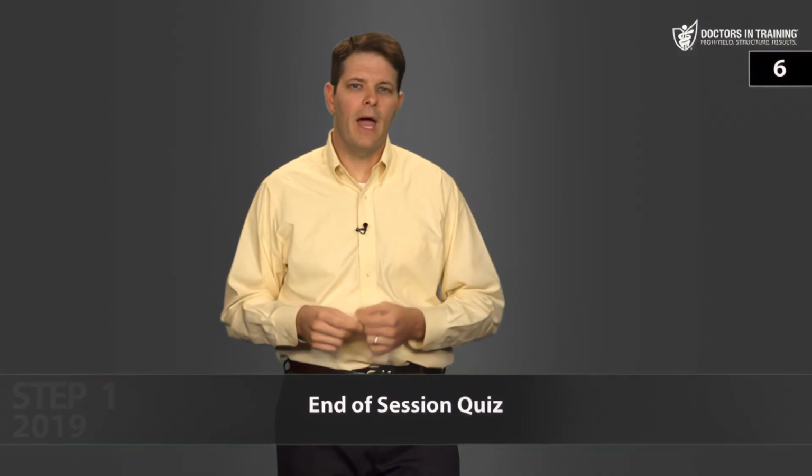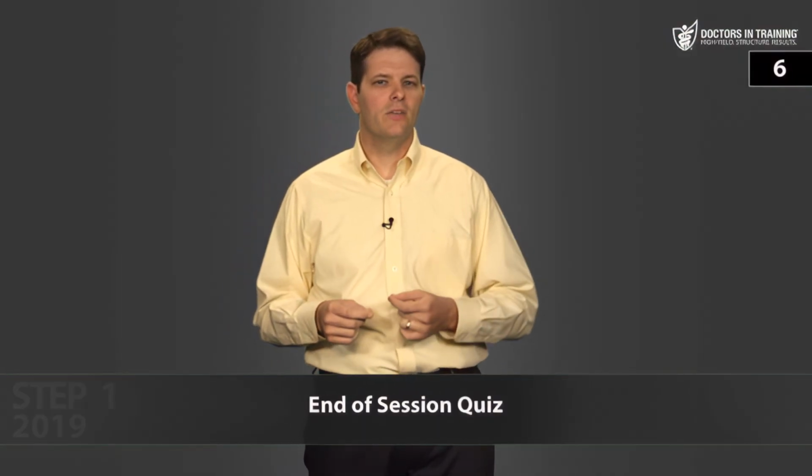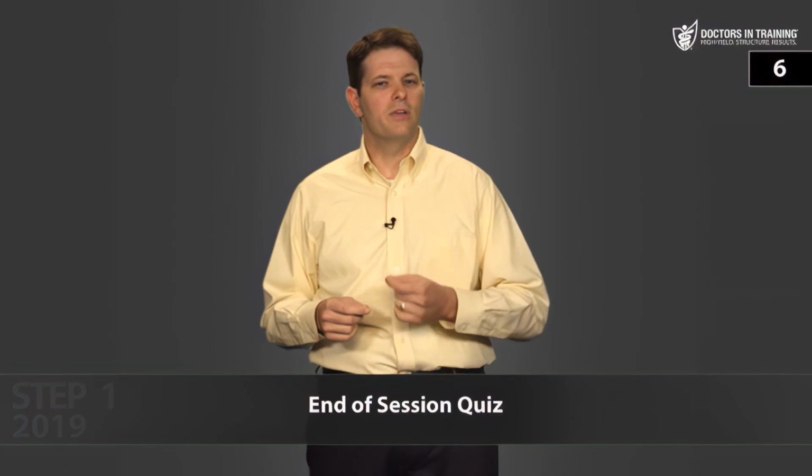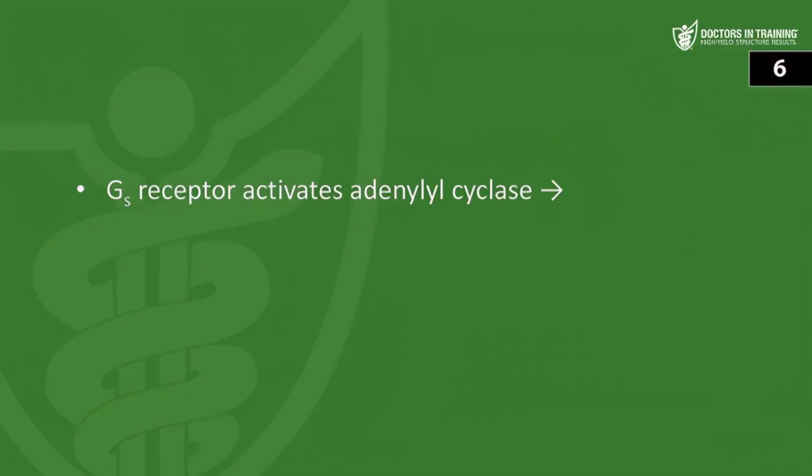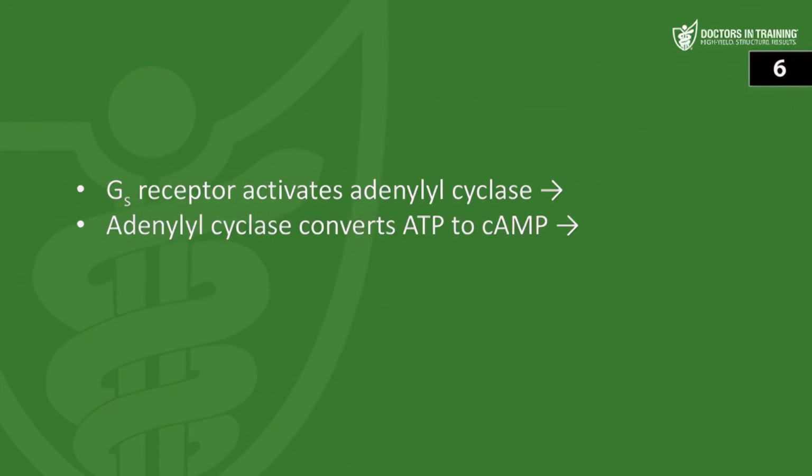And the last question, outline the pathway by which stimulation of a GS receptor activates protein kinase A. So the GS receptor activates adenylyl cyclase, and then adenylyl cyclase turns ATP into cyclic AMP, and then cyclic AMP activates protein kinase A. That's it for now, but we're going to keep quizzing you on these G protein pathways throughout the course in the warm-up quizzes because you really do need to know them. So I'll see you next time.